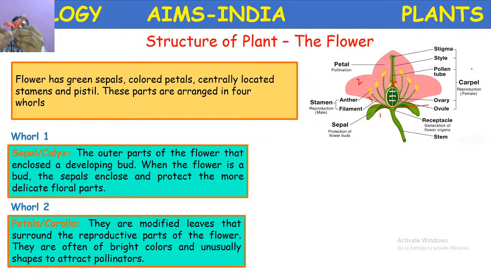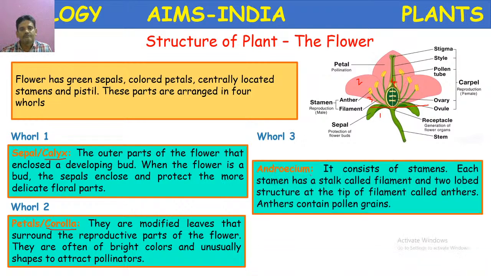See how beautiful it is. This flower, the hibiscus flower, here you can see red color petals. Petals are called the corolla. Sepals are called the calyx. Calyx and corolla: these are the technical terms naming the sepals and the petals.